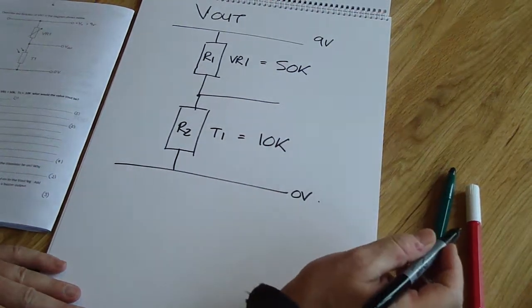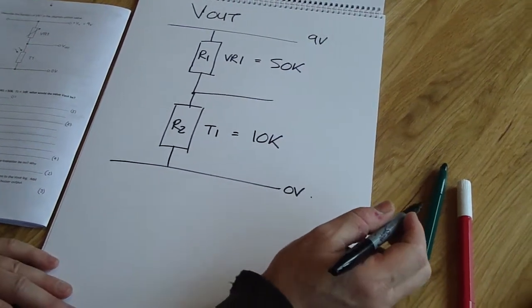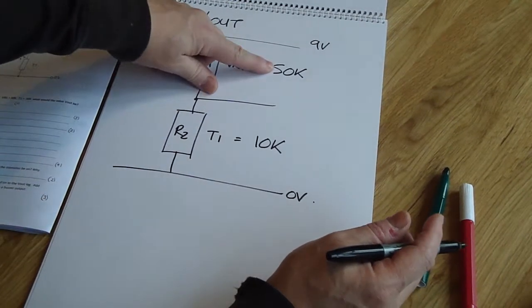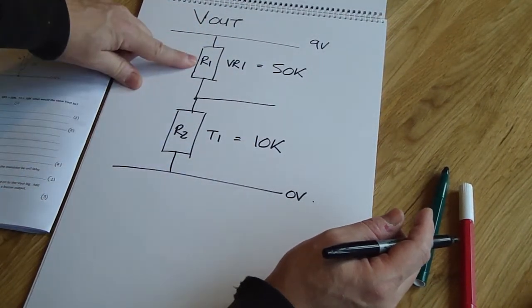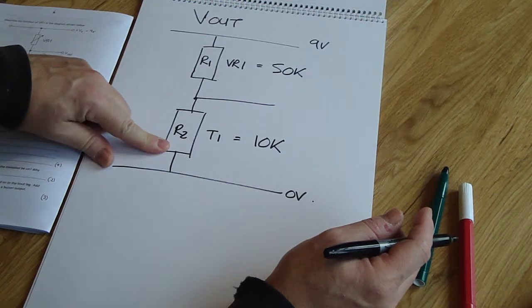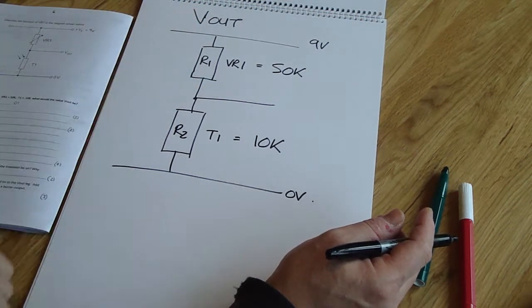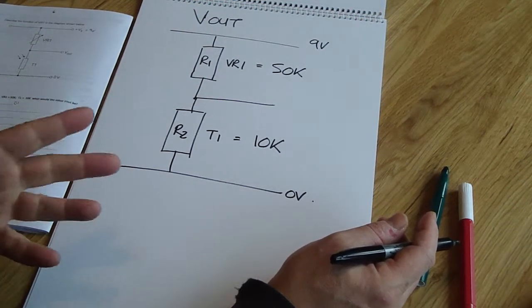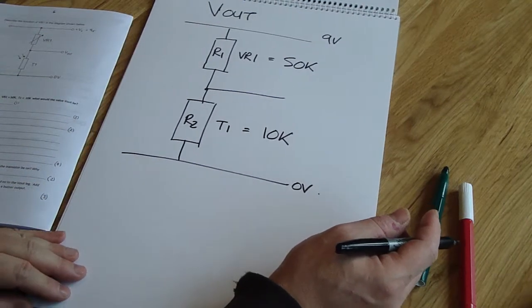Now we know from looking at the relationships of voltage and dividing voltage that this is 5 times as big as that. So this voltage here will be 5 times as big as that, and they've both got to add up to 9 volts. So we've got a rough idea of where it should sit.